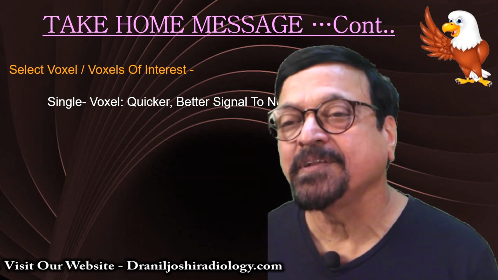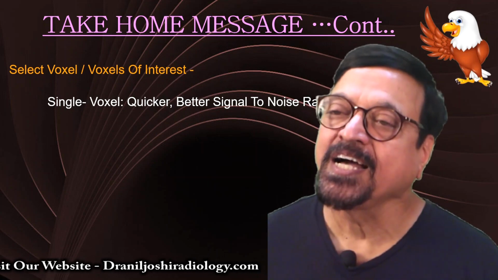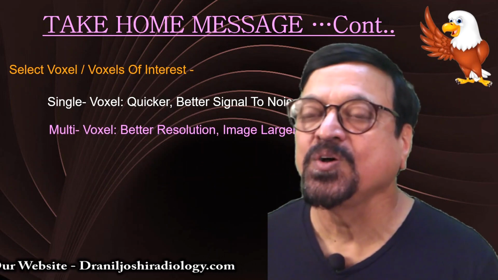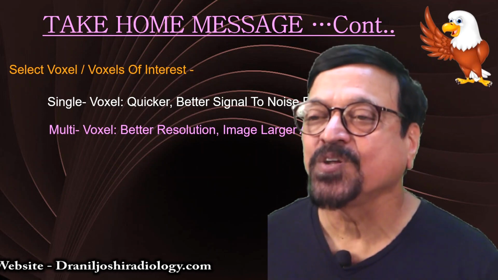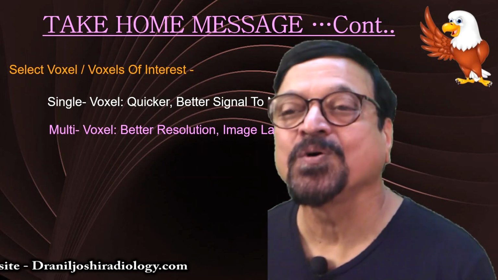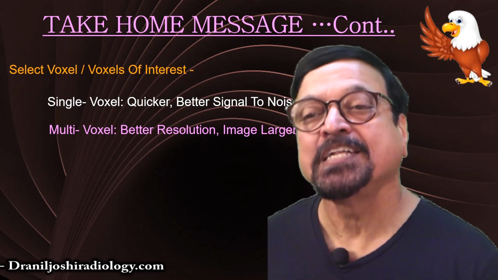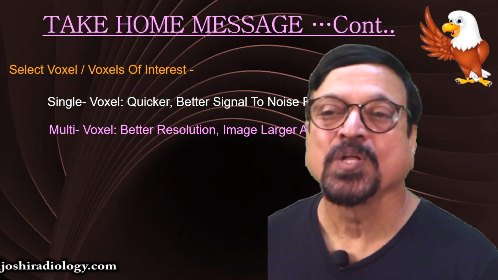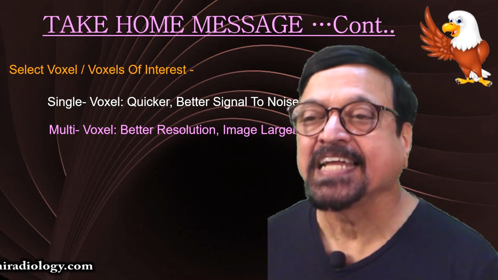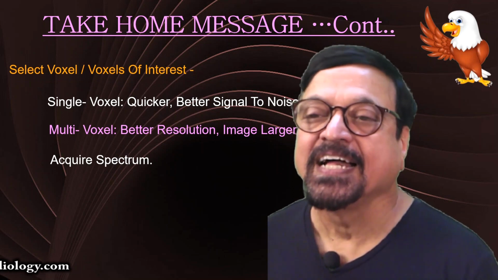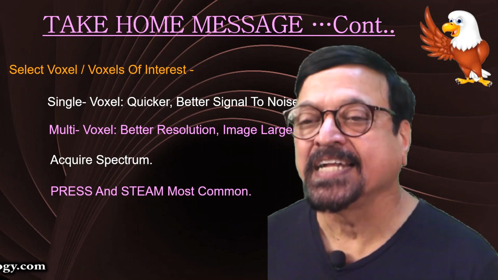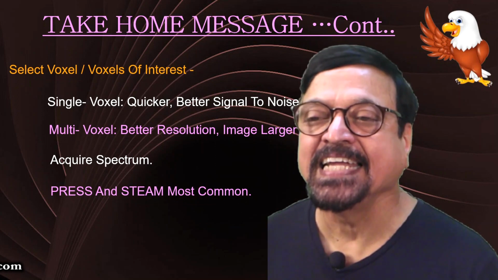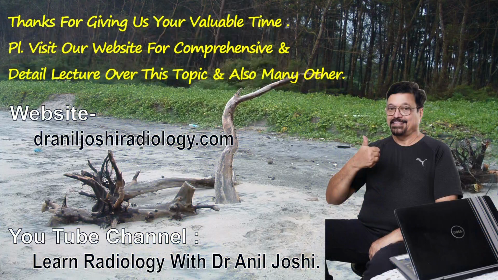Then we have two different techniques: single voxel, which is quicker with better signal to noise ratio, and multivoxel, with better resolution and larger coverage. But since you have multiple voxels, there can be voxels with slightly different readings, which is likely with multivoxel, but it will have better resolution. Then to acquire the spectrum, PRESS and STEAM are most commonly used. We have seen just now what they are. So with that, we are coming to the end of the lecture.